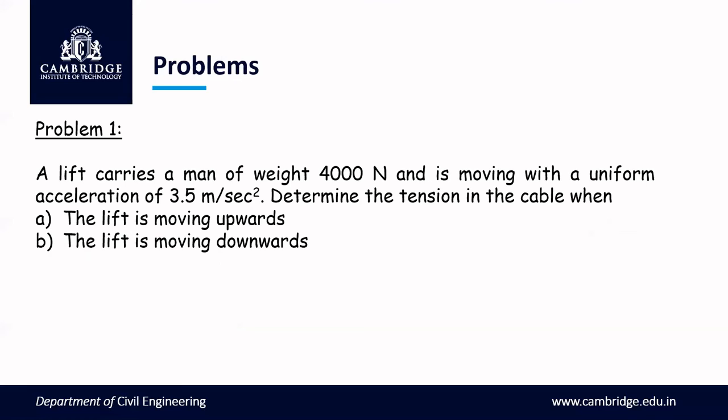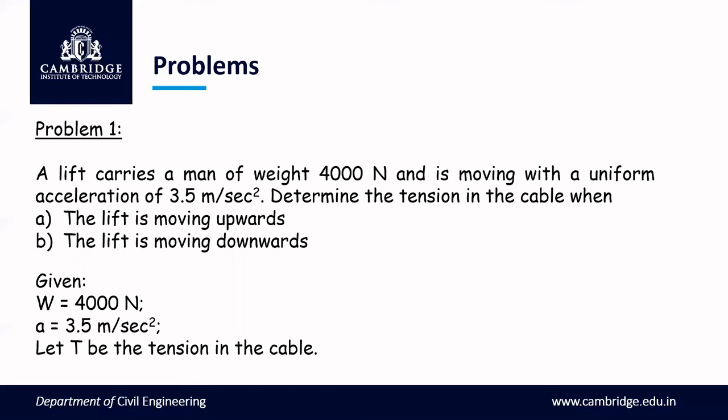Let's take the first question. A lift carries a man of weight 4000 Newton and is moving with a uniform acceleration of 3.5 meter per second square. Determine the tension in the cable when the lift is moving upwards and when the lift is moving downwards. So let's understand what's been given. It has been given that W is equal to 4000 Newton and A is equal to 3.5 meter per second square. Let T be the tension in the cable.